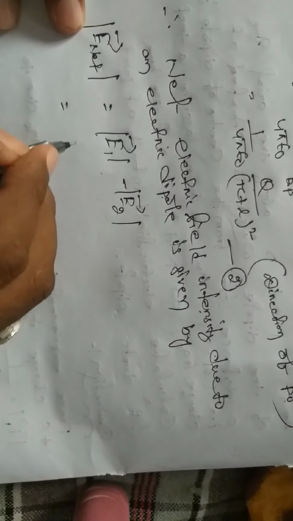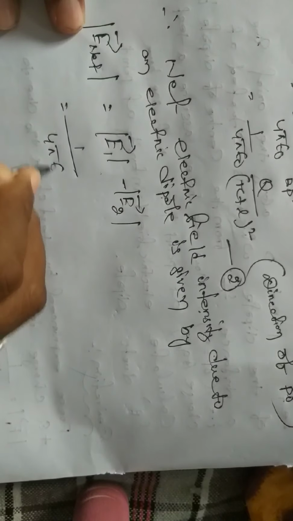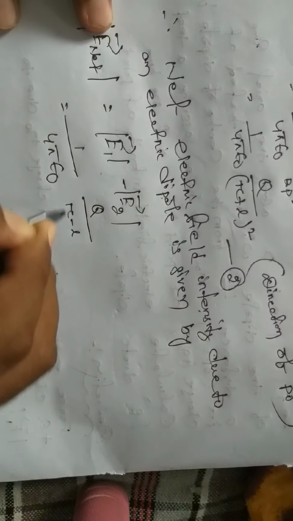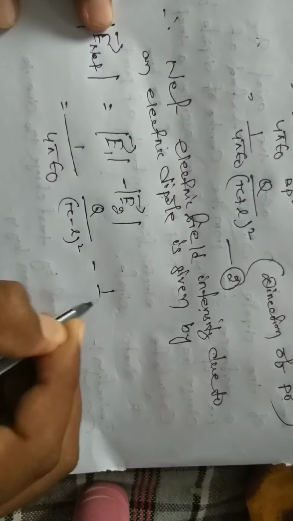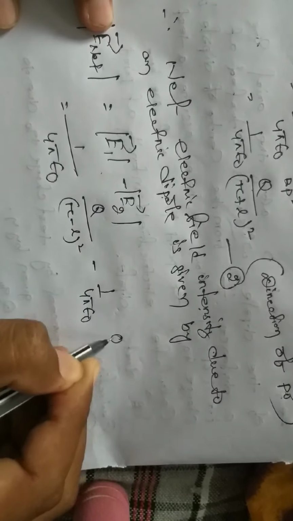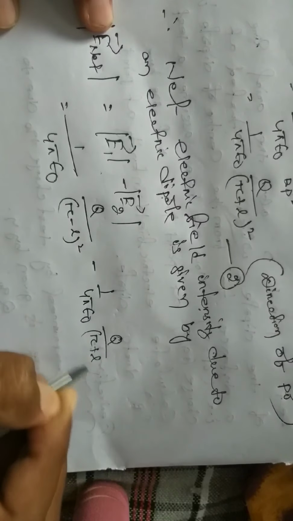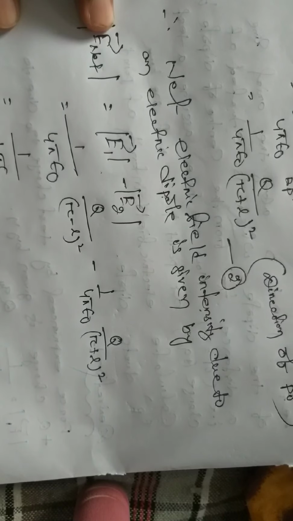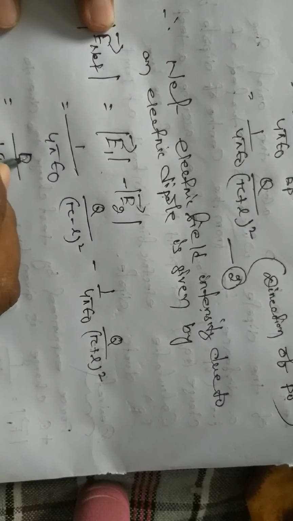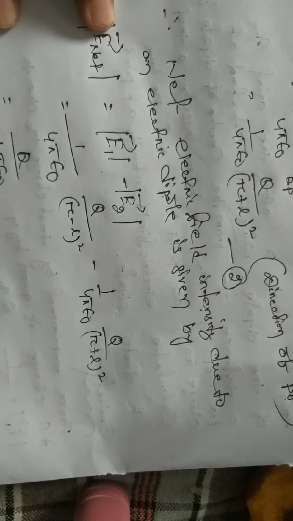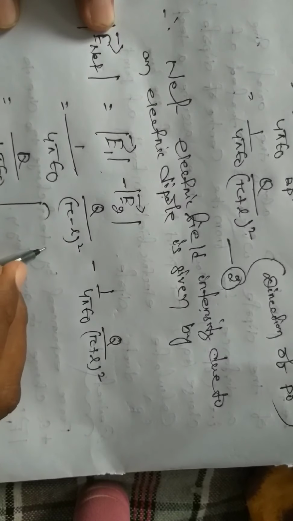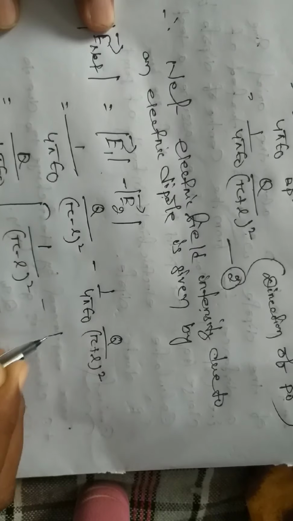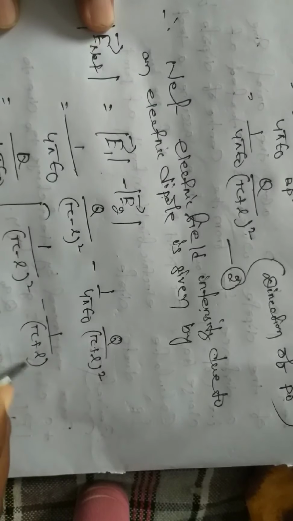So E net can be represented as 1 by 4 pi epsilon 0 Q by (r minus L rho) whole square minus 1 by 4 pi epsilon 0 Q divided by (r plus L rho) whole square. Clear? Now taking 1 by 4 pi epsilon 0 Q common, here you write 1 by (r minus L rho) whole square minus 1 by (r plus L rho) whole square.